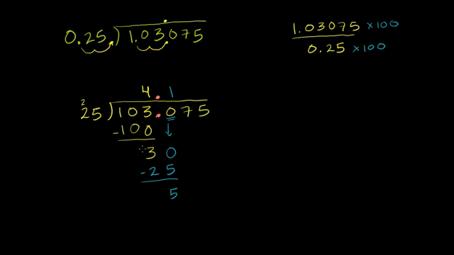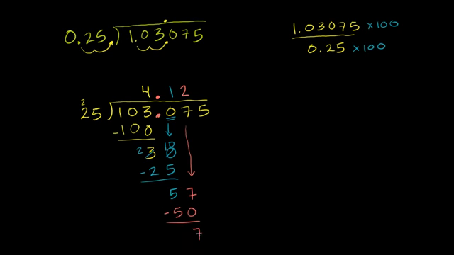I mean, we could do all of this borrowing business or regrouping. This can become a 10. This becomes a 2. 10 minus 5 is 5. 2 minus 2 is nothing. But anyway, 30 minus 25 is 5. Now we can bring down this 7. 25 goes into 57 two times, right? 25 times 2 is 50. 25 goes into 57 two times. 2 times 25 is 50. And now we subtract again. 57 minus 50 is 7.